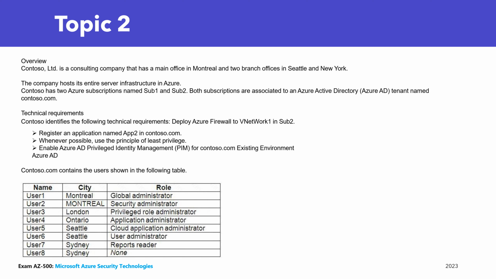Technical requirements. Contoso identifies the following technical requirements. Deploy Azure Firewall to vNetwork 1 and Sub 2. Register an application named App2 in Contoso.com. Whenever possible, use the principle of least privilege. Enable Azure AD Privileged Identity Management, PIM, for Contoso.com existing environment. Azure AD. Contoso.com contains the users shown in the following table.